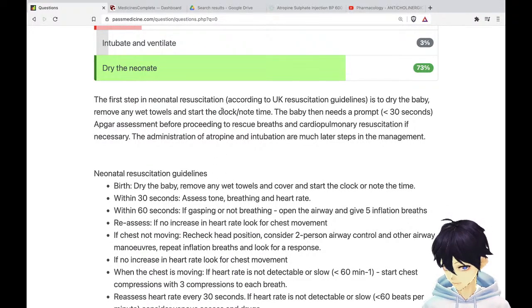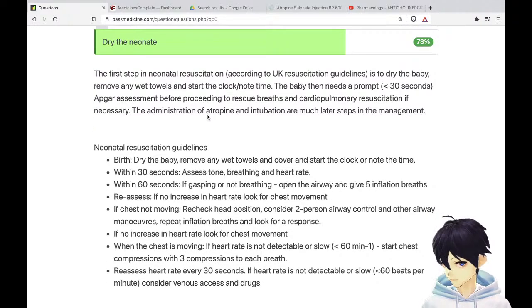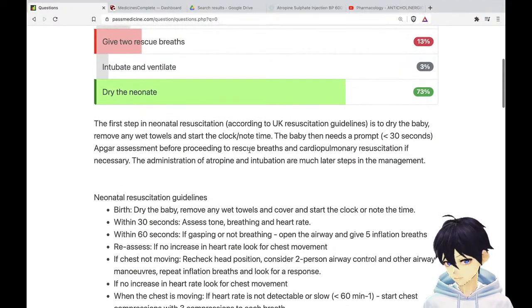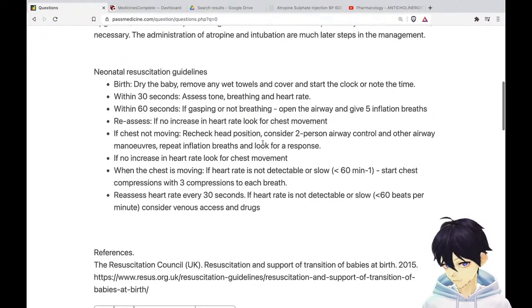The first step in neonatal resuscitation according to UK resuscitation guidelines is to dry the baby, remove any wet towels, and start the clock or note the time. The baby then needs a prompt, less than 30-second assessment before proceeding to rescue breaths and cardiopulmonary resuscitation if necessary. The administration of atropine and intubation are much later steps in the management.